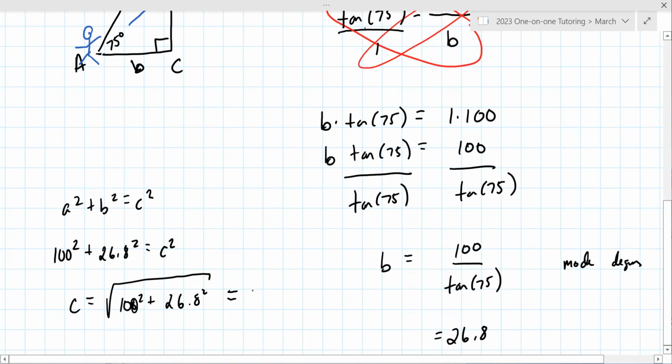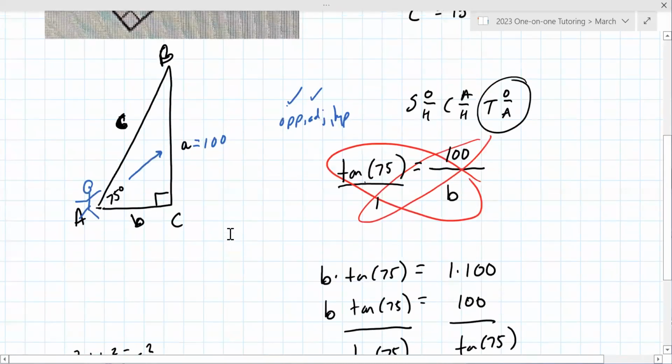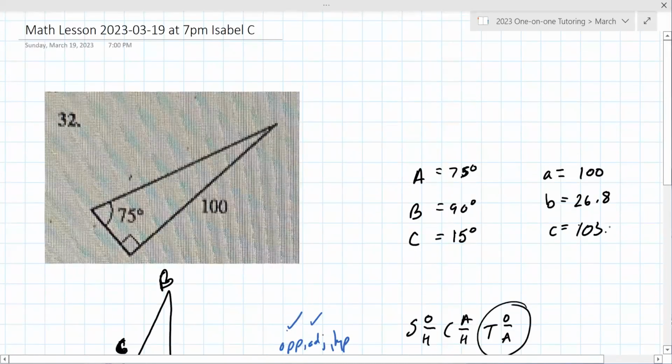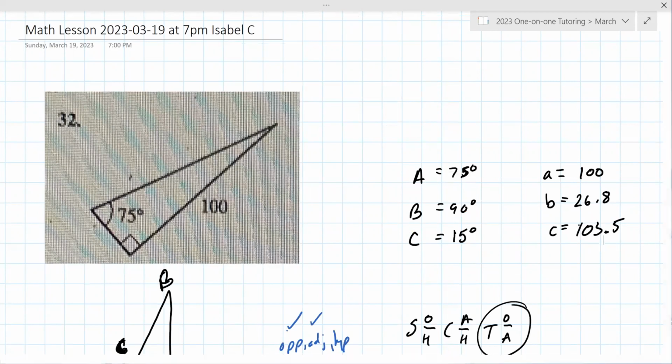I got 103.5. Very good. Okay, 103.5, like that. All right, so that does it for 32. You're going to use sine, cosine, tangent when you're using right triangles. I'm sure we're going to do more of these, but when it says solve the triangle, they're indicating you need to solve everything in that triangle. All right, so we'll move on to 42 here next.